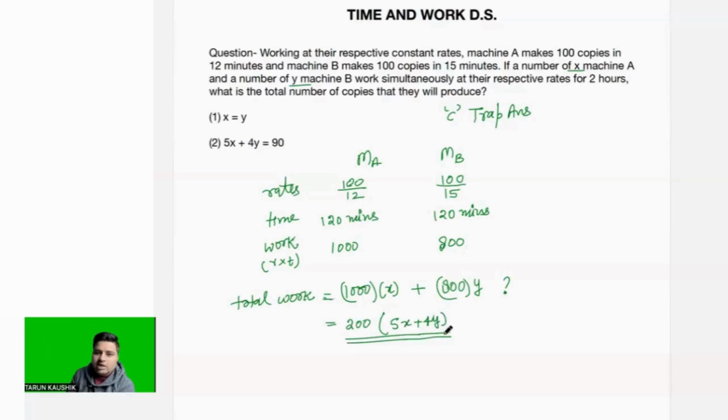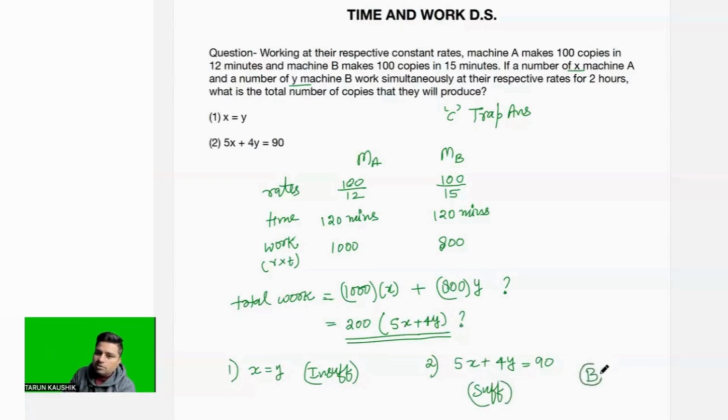So I have to look for a fact statement which talks about either the individual values of x and y, or which can give me the same expression as 5x plus 4y. If I move on to fact statement 1, which says x is equal to y, this gives me the relation, not the values. So hence I can say this is not sufficient. Moving on to fact statement 2, which gives me the exact expression that I was looking for. Hence, this is sufficient. So statement 1 was not sufficient, but statement 2 was sufficient. Hence, the answer is B.